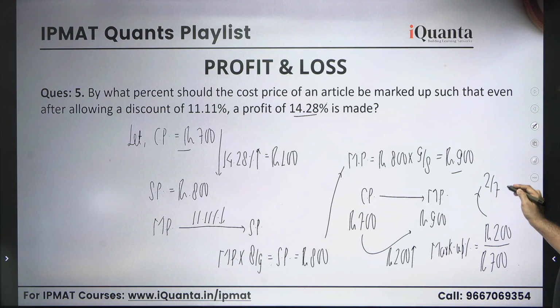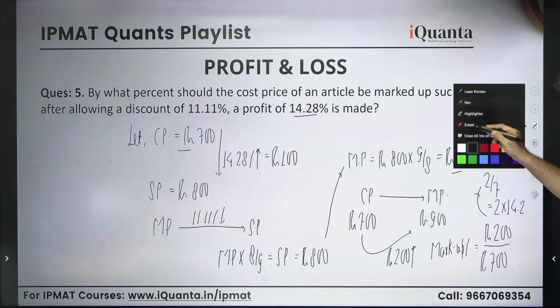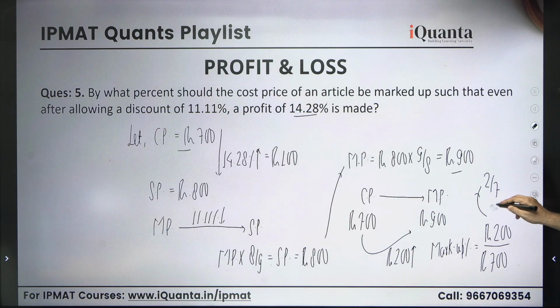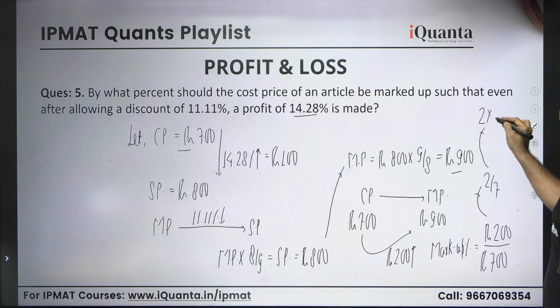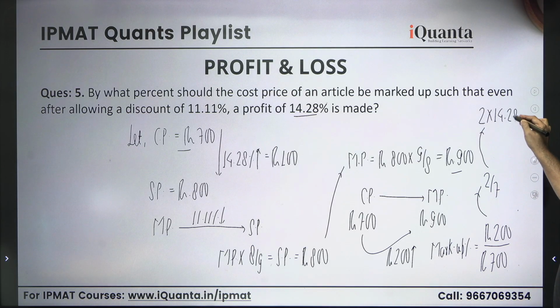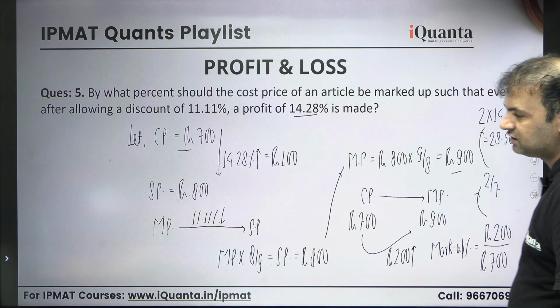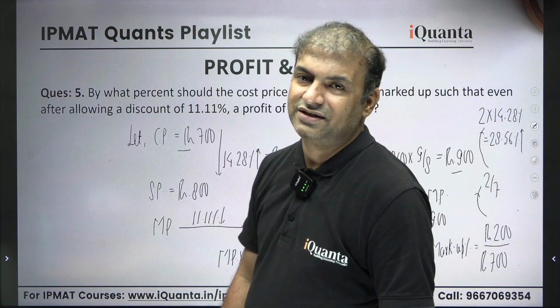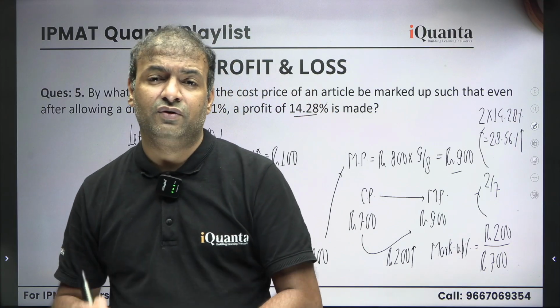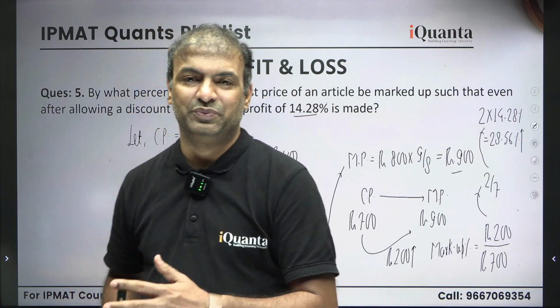All right, 2 by 7 guys we can say as 2 into 1 by 7, and 1 by 7 we all know is 14.28 percentages. Now by multiplying 14.28 percentage with 2, we'll get the final markup percentage, which is 2 into 14.28, basically 28.56 percentages, right guys? So in this case we'll say that markup percentage is 28.56 percentages.